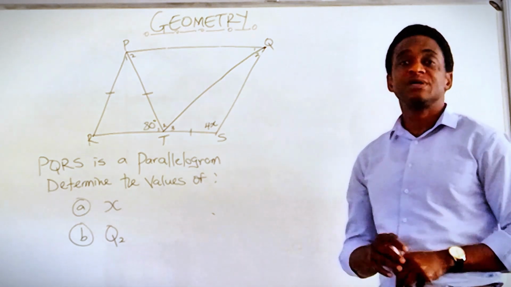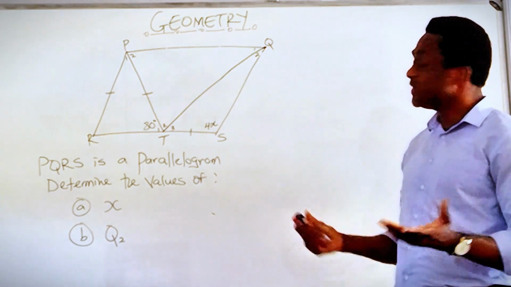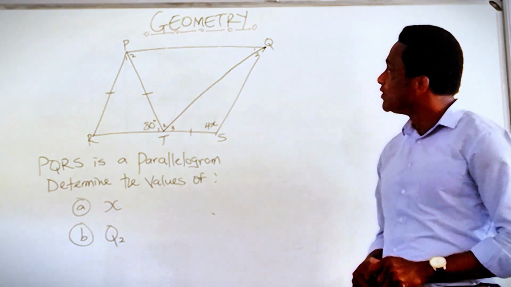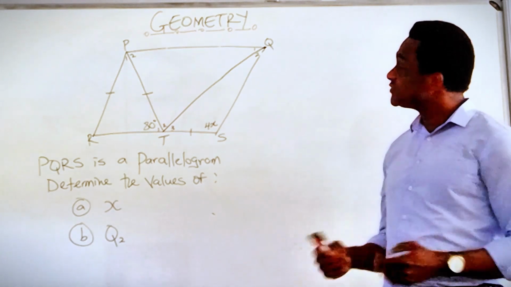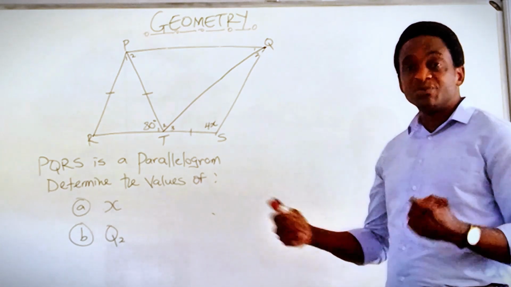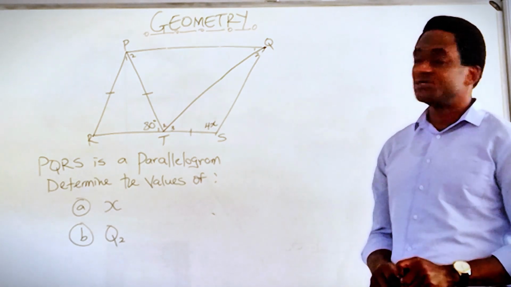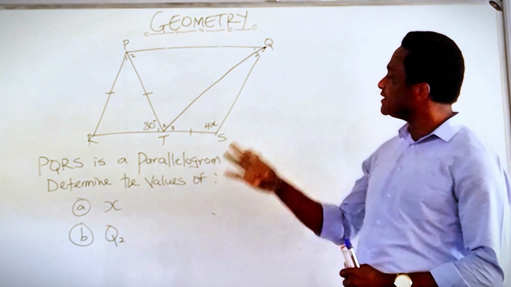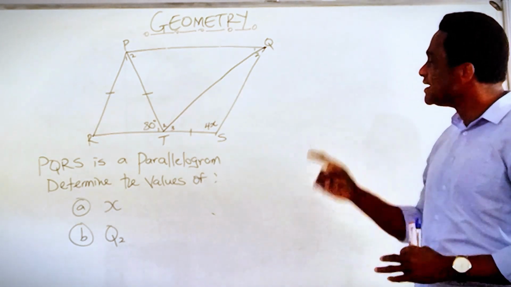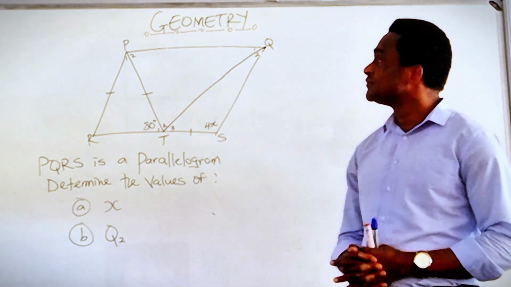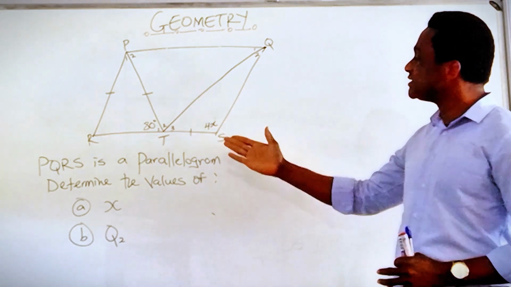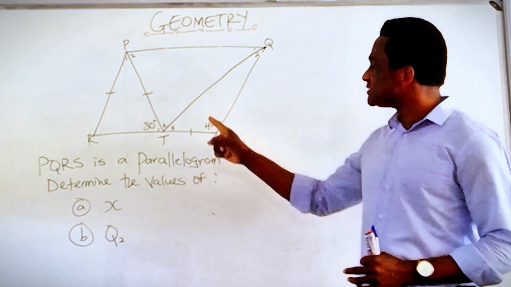Today we are going to look at geometry, the basics of geometry involving shapes, especially quadrilaterals. We have a question here. We use this question to also throw more light on other sections of geometry. Now, they gave us this. They said that PQRS, the quadrilateral, is a parallelogram. And then, if it is a parallelogram, we are asked to determine the value of x.